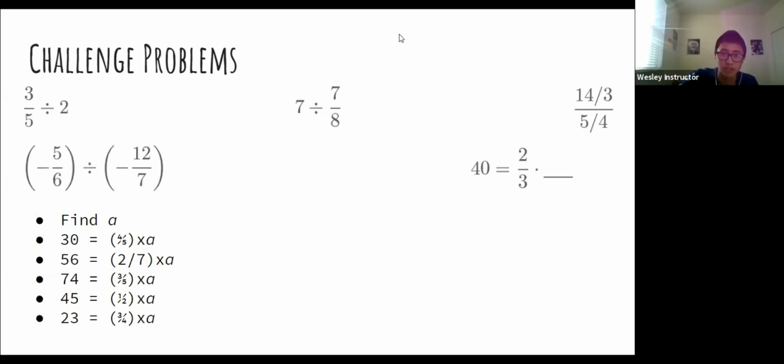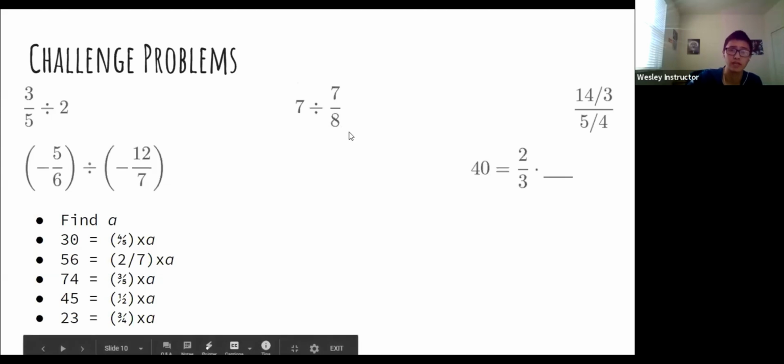Okay, so I will go over the answers right now. Let's start with the top here. So 3/5 divided by 2, that is just 3/5 times 1/2, and the answer is 3/10. Over here, 7 divided by 7/8, that is 7/1 times 8/7, and the 7s cancel out because there's a 7 on the top and the bottom, so the answer is 8.